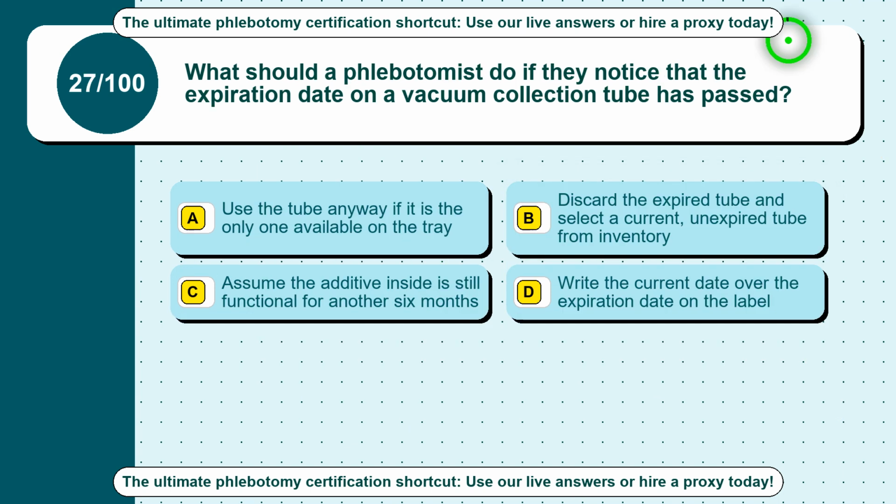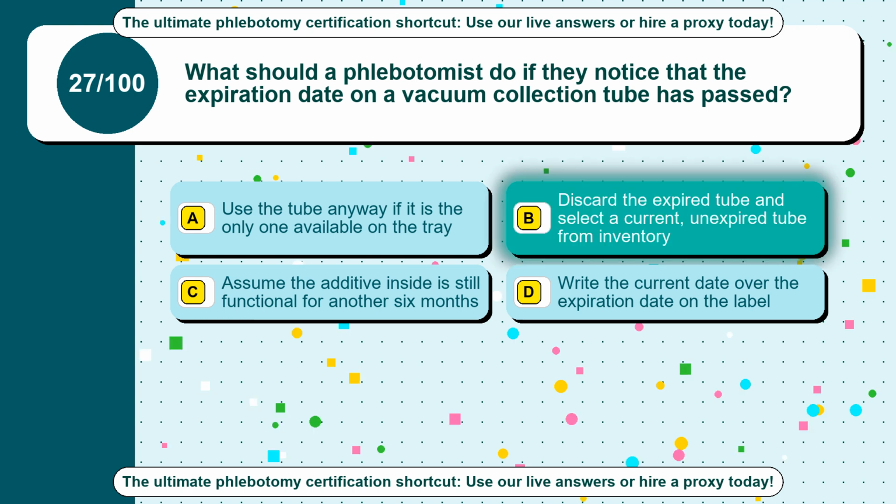Question 27. What should a phlebotomist do if they notice that the expiration date on a vacuum collection tube has passed? Option A, use the tube anyway if it is the only one available on the tray. Option B, discard the expired tube and select a current, unexpired tube from inventory. Option C, assume the additive inside is still functional for another 6 months. Option D, write the current date over the expiration date on the label.